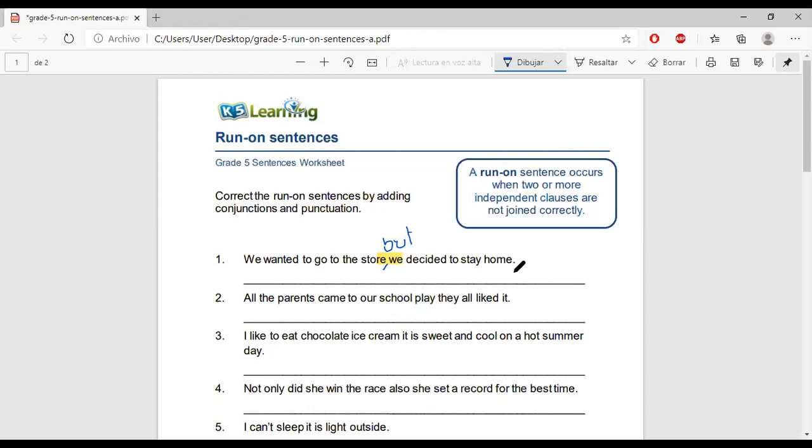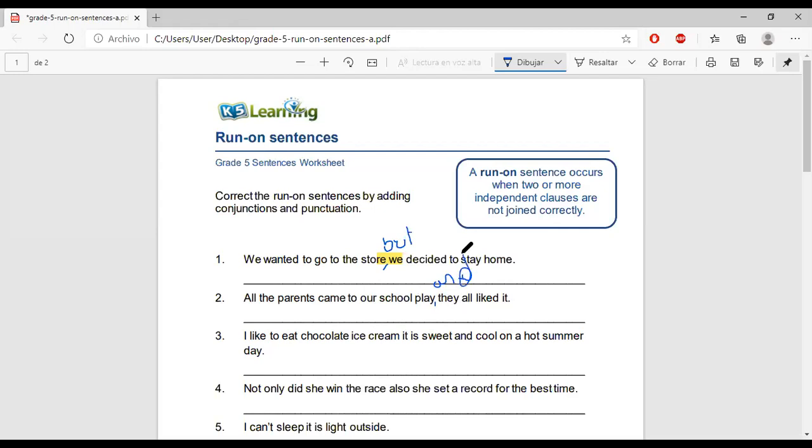Excellent. So whenever you're working with writing specifically, you're going to find lots of these examples. Yes, and maybe you write them without thinking, without being aware. All the parents came to our school play. They all liked it. School play is the theatre play of the school. Okay, another one. They came to the school play, comma, and. Yes, this is the most common one.